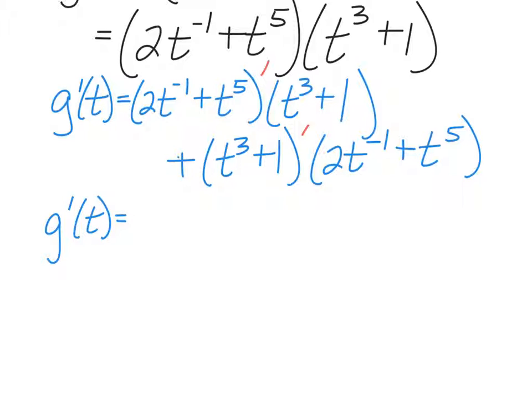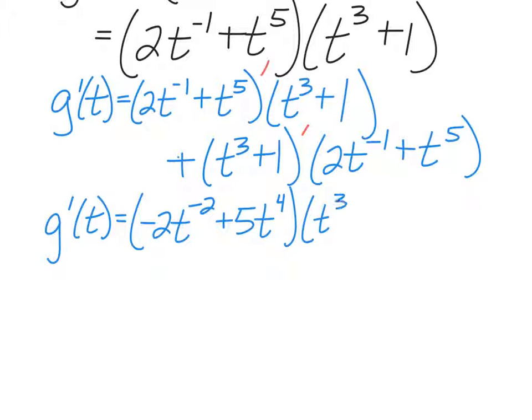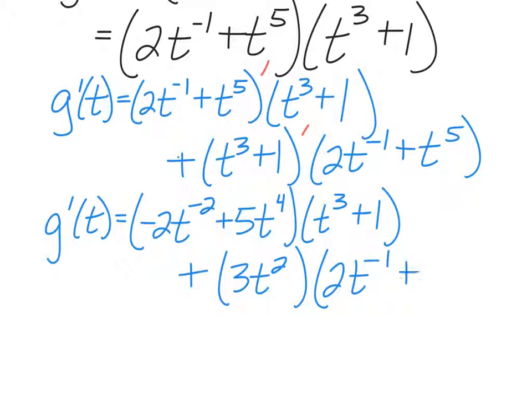equals. The derivative of the first expression, using the power rule, is negative 2t to the negative 2 plus 5t to the 4th times t cubed plus 1. That's the first part. We will add to that the derivative here, which is 3t squared plus 0, because the derivative of 1 is 0, times 2t to the negative 1 plus t to the 5th. And that is the derivative. Now it needs to be simplified and cleaned up a little bit, but that's our derivative.